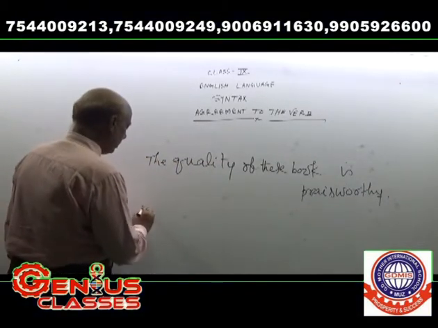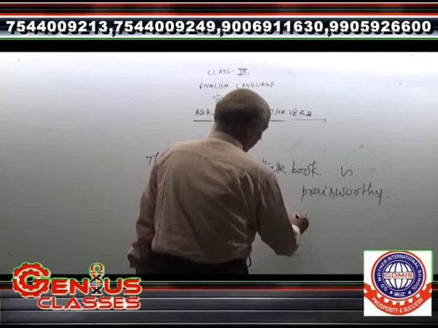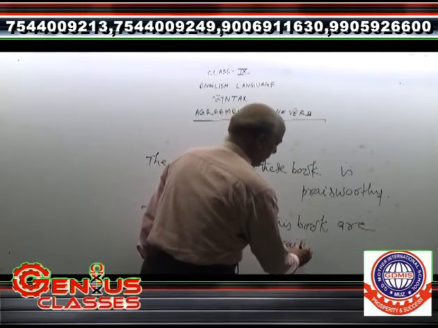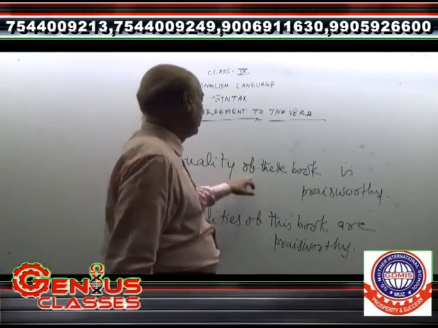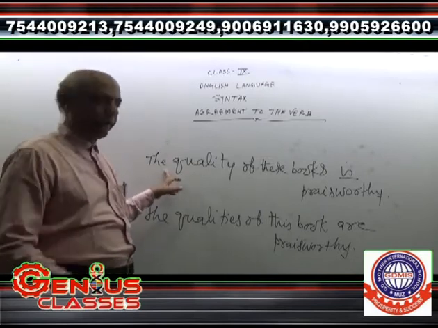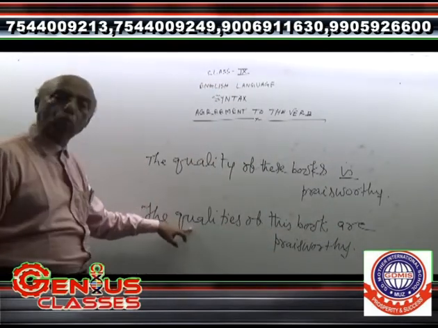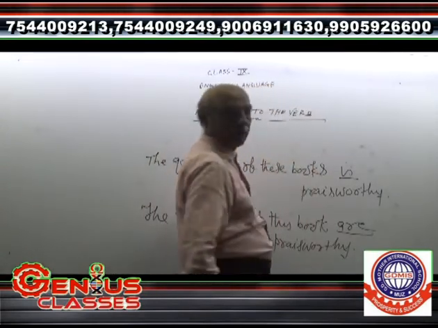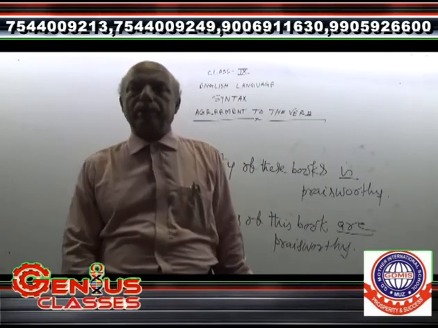Again, "The qualities of this book are praiseworthy." Praiseworthy is spelled P-R-A-I-S-E-W-O-R-T-H-Y. Here I have written "The quality of these books is". Here "is" has been used according to quality. Quality is singular, so a singular verb has been used. Here "are" has been used according to qualities, which is in plural form. That is why a plural verb has been used. So it is quite appropriate and apt as per the definition that has been given.